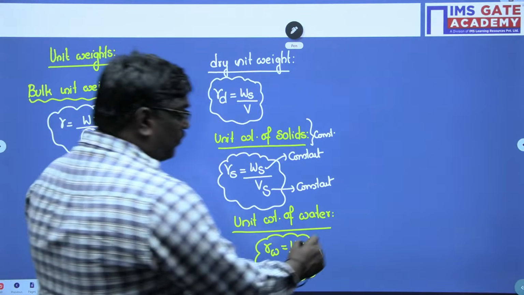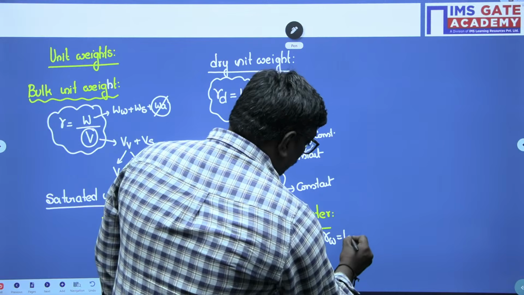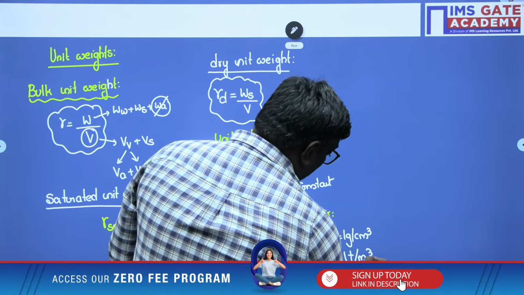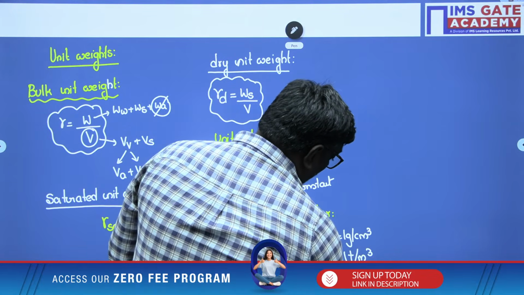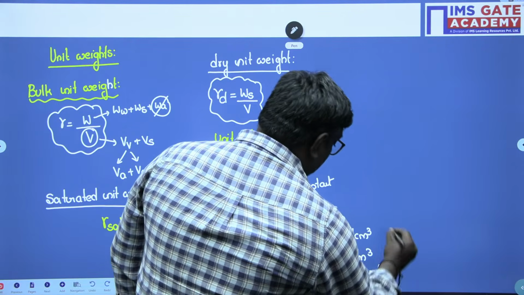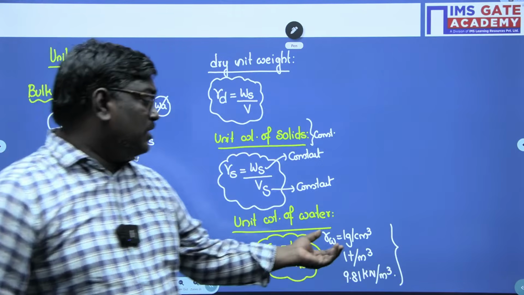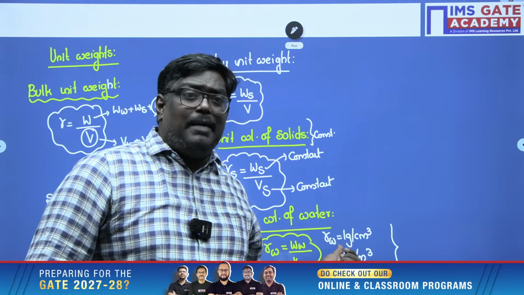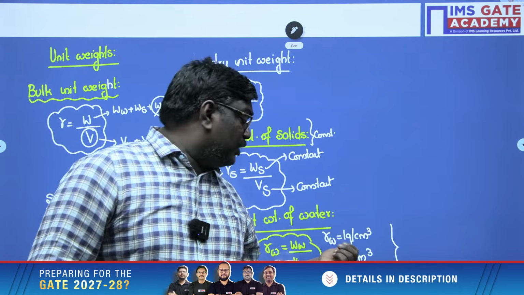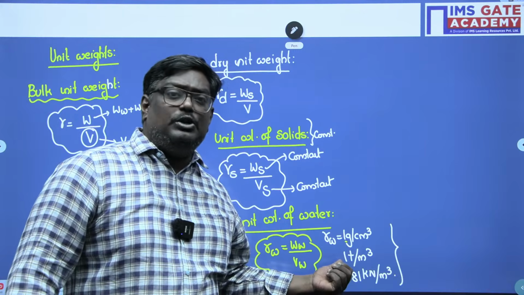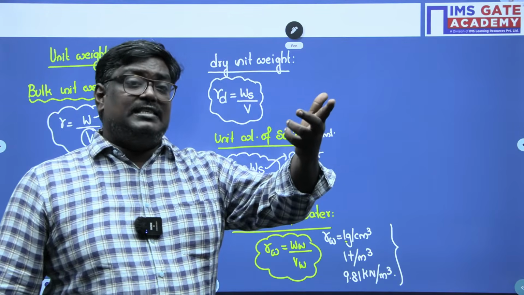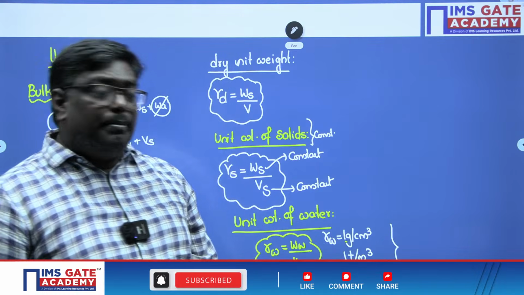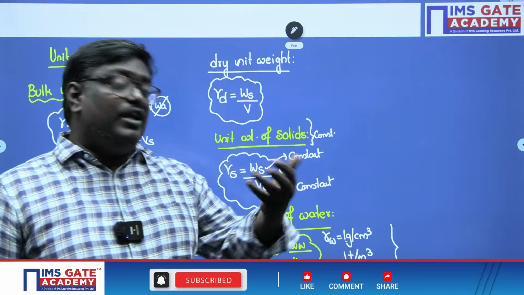And here gamma W can be written as 1 gram per centimeter cube or 1 ton per meter cube or 9.81 kilonewton per meter cube. So these things are standard. Now let me tell you one short trick here, sir. Whenever they have given any problems, when you are using gamma W, if the volume is in centimeter cube, take 1 gram per centimeter cube. And if it is in meter cube, do it with 1 ton. If the final answer is in kilonewton, suppose you got the final answer as 2, that time you multiply with 9.81, sir. Because this will help you in calculations where you don't have a calculator.